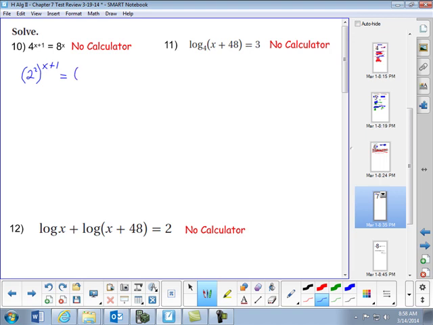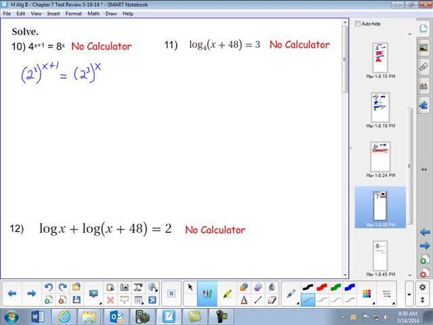Okay, well, what can we change 8 to, or what's the same as the value of 8 with the base of 2? Well, that would be 2 to the third to the x, because 8 is the same as 2 to the third. So I have not changed the value of either side of this equation. That's important that you know to do that.